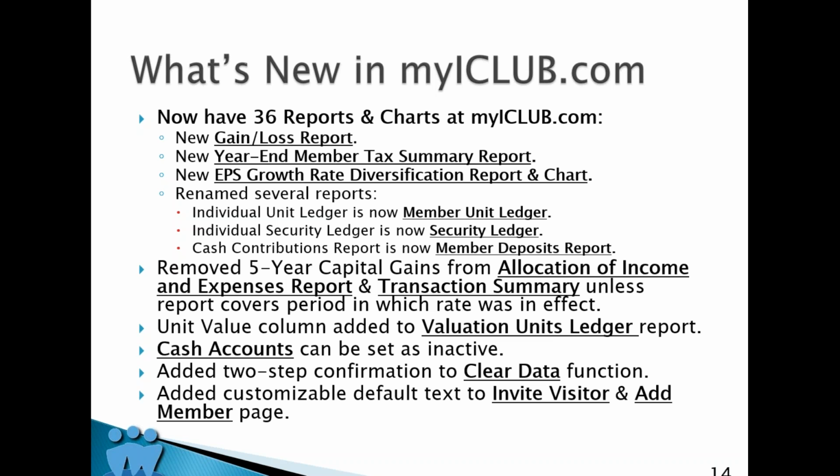We have a simple gain-loss report. We've had the benchmark performance report and the valuation statement that has the total return. The gain-loss report just simply has, well, I'll show you. It's a simple percentage gain, percentage loss of your securities in your portfolio. We have the year-end member tax summary report, which I'll show you, and we have a new earnings per share growth rate diversification report and chart.